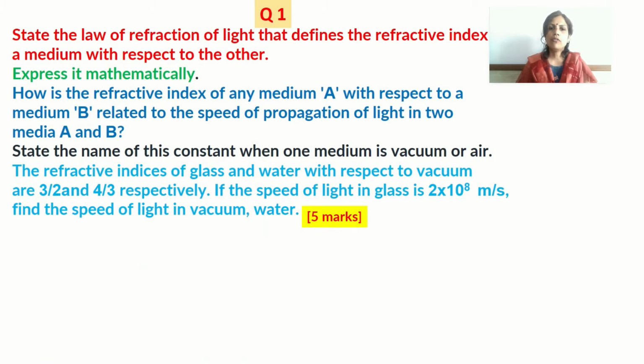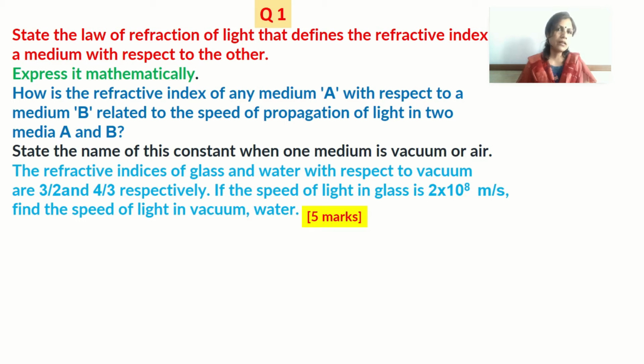State the law of refraction of light that defines the refractive index of a medium with respect to the other. Express this mathematically. And how is refractive index of any medium A with respect to medium B related to speed of propagation of light in two media A and B? State the name of this constant when one medium is vacuum or air.